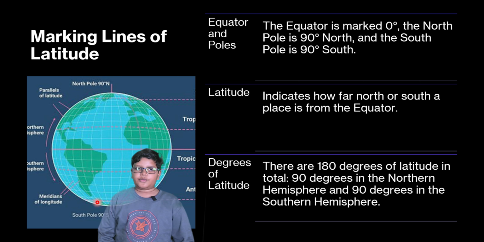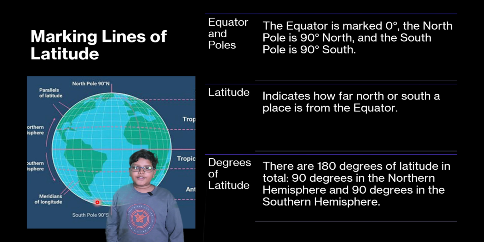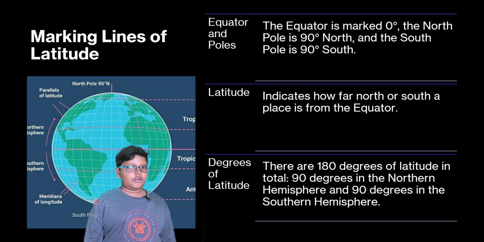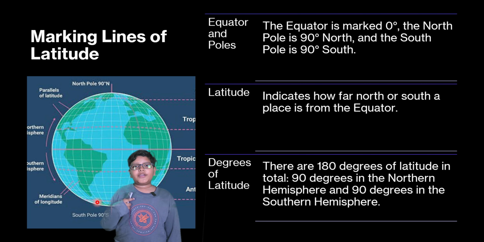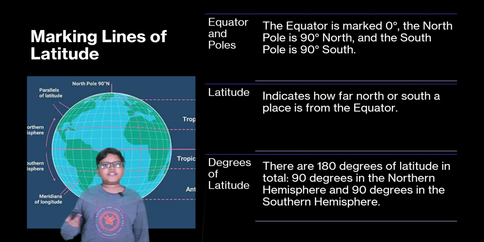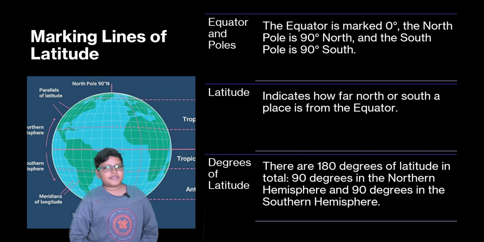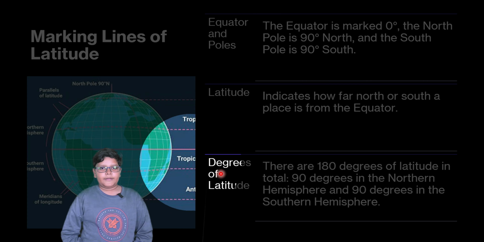Markers of the lines of latitude. The equator is marked 0 degrees, the North Pole is marked 90 degrees north, the South Pole is marked 90 degrees south. The latitude of a place tells you how far north or south a place is from the equator. For example, a place with a latitude of 45 degrees north is in the northern hemisphere, midway between the equator and the North Pole. A place with a latitude of 60 north is further north. There are 180 degrees of latitude in all: 90 degrees in the northern hemisphere and 90 degrees in the southern hemisphere. And as you can see, I have a picture of all of them here.